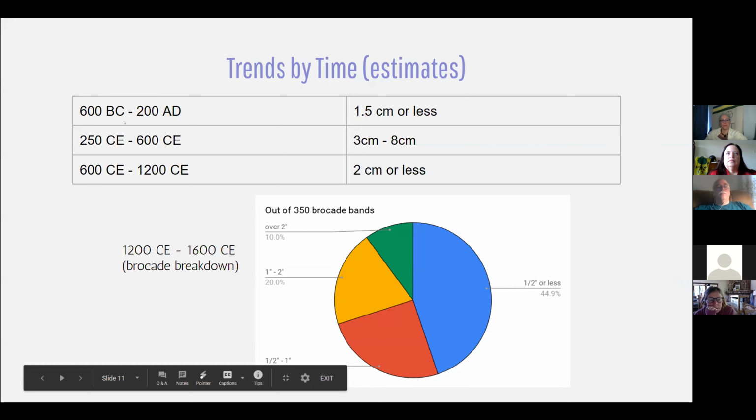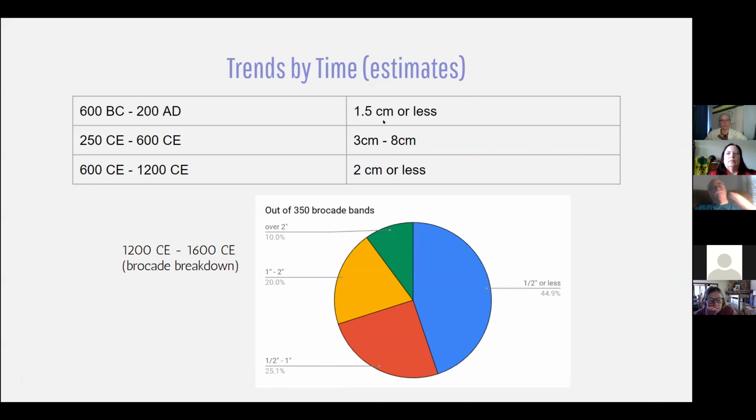For about the first 400 years of tablet weaving, bands were about 1.5 centimeters or less. From 250 to 600, then we got some beautiful finished Iron Age finds. We get all the way up to 8-centimeter bands. A lot of these were woven on those gorgeous finished shawls that have the metal coil work into them. They used a really, really wide band on the edge of the shawls. Decorative wise, we still see the really, really skinny bands. About 600 to 1200, we go back to seeing 2 centimeters or less.